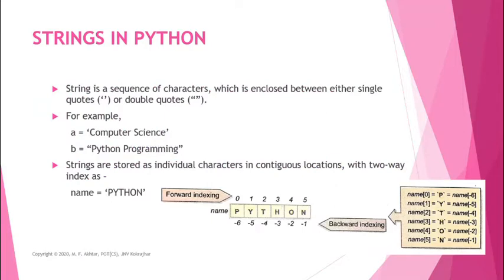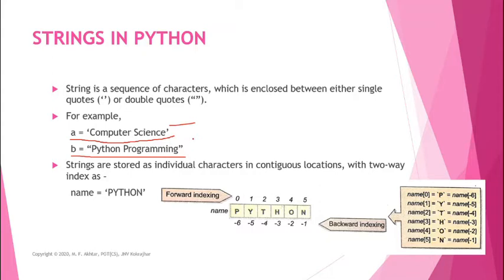First we will start learning strings in Python. As we know, a string is a sequence of characters enclosed between either single quotes or double quotes. For example, A equals 'computer science', here the words are given in single quotation marks, and B equals "Python programming", given in double quotation marks. As per our requirements, we can use either single or double quotation marks. There is no difference.